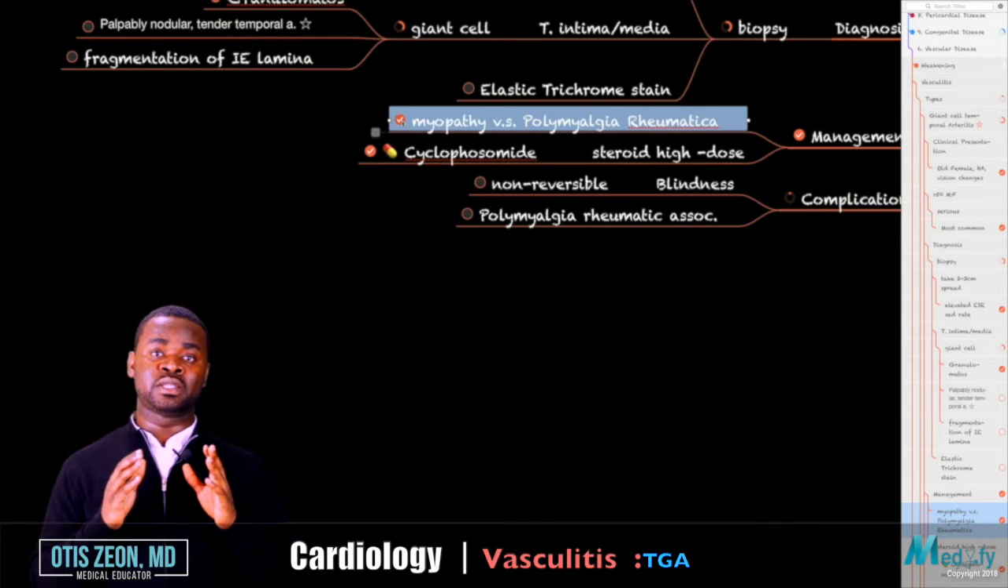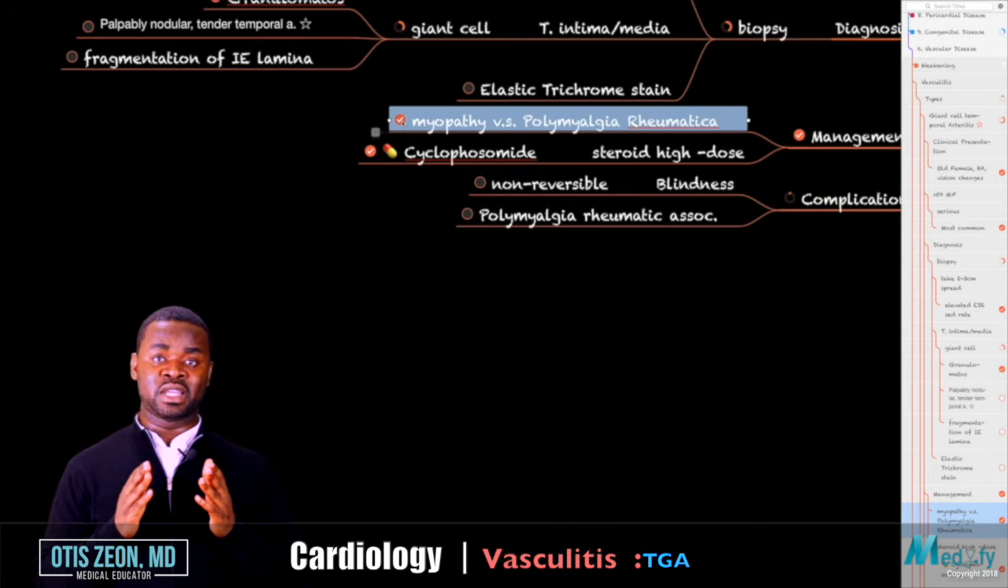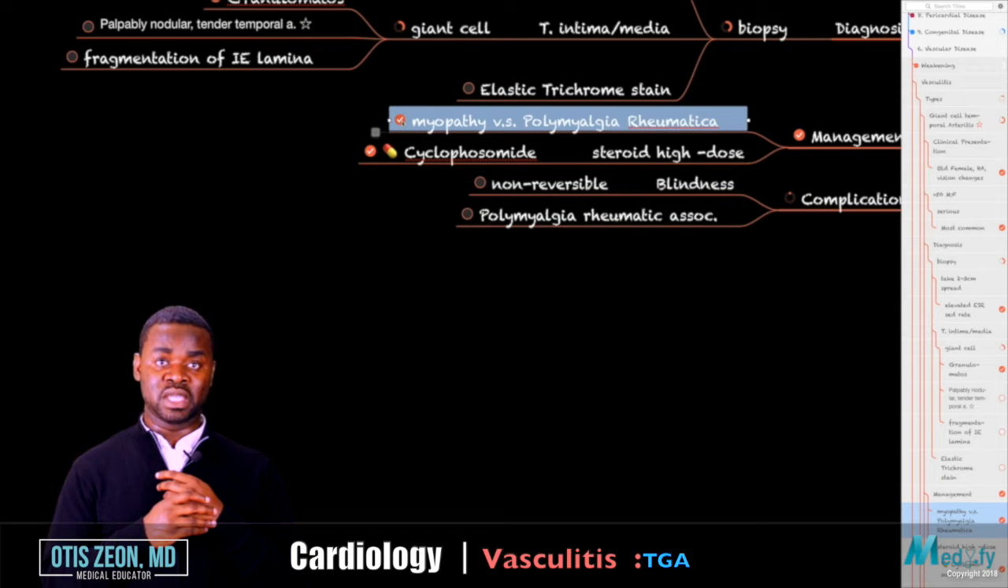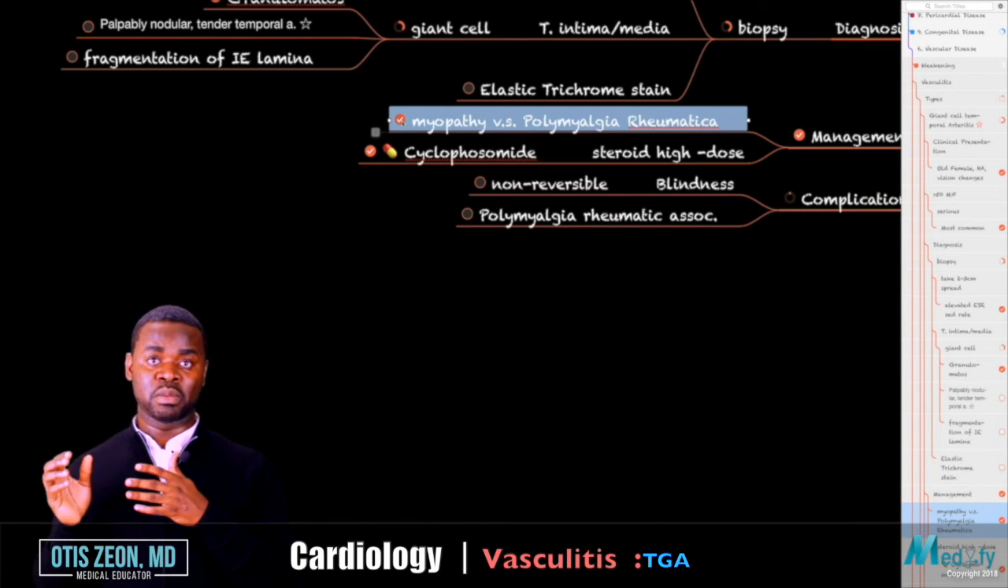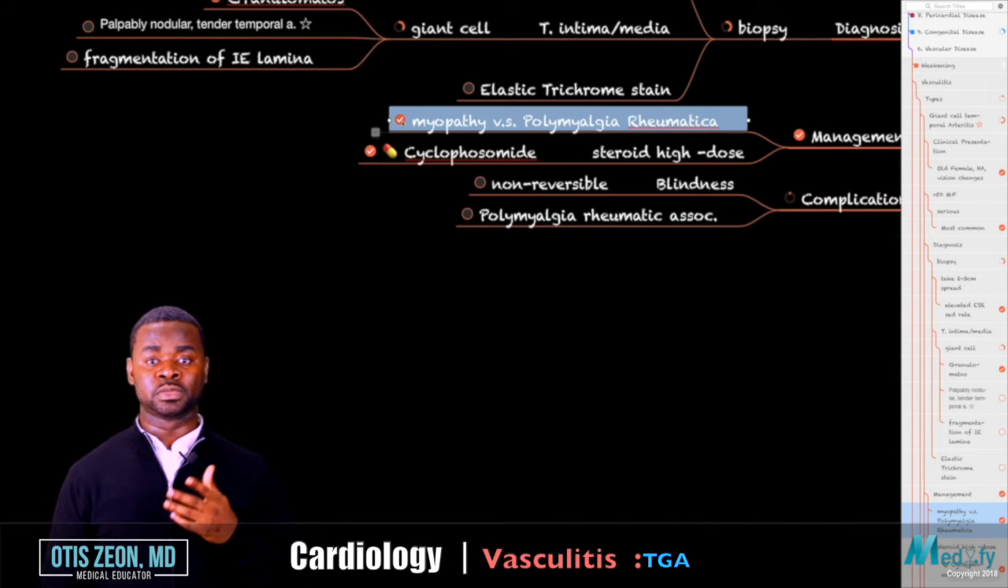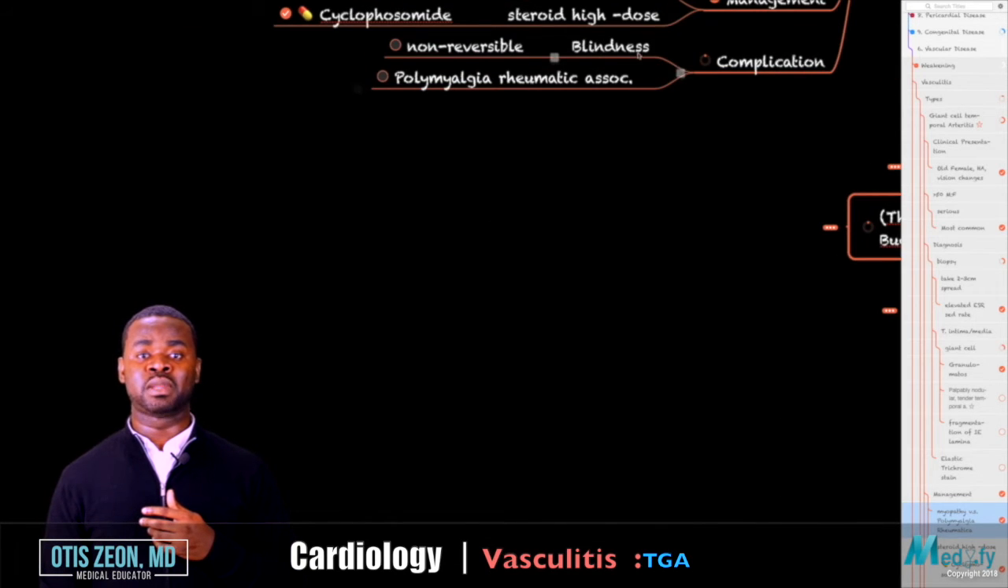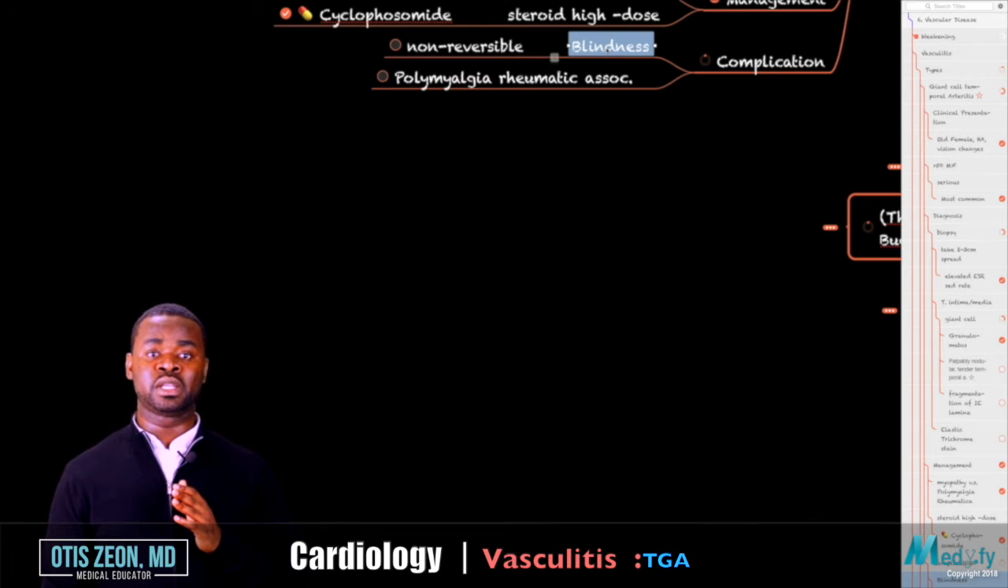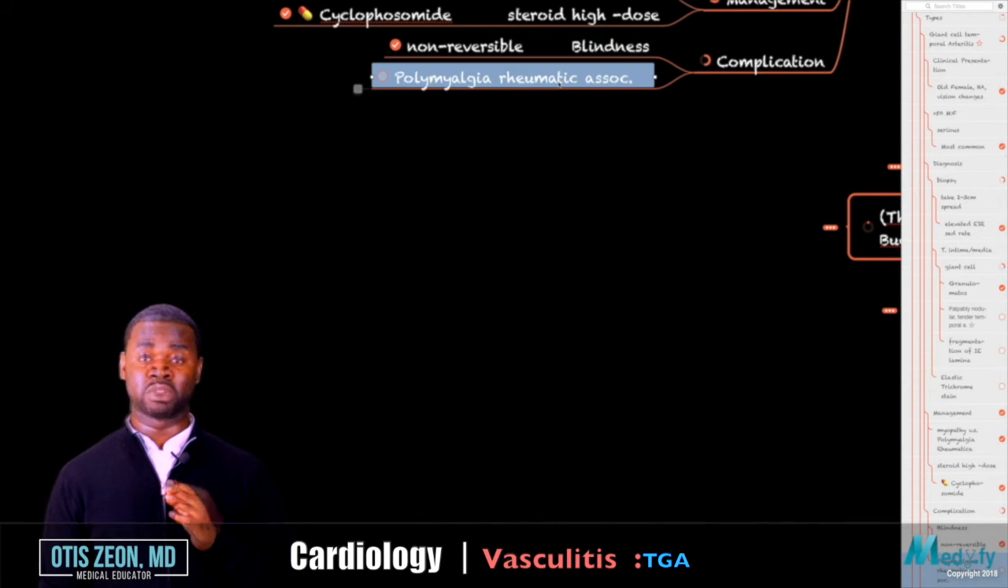Now, the last thing to understand is that both of them will have an elevation in the ESR, but in the case of myopathy, the patient may have an elevation in the CPK, okay, because this is a muscle problem, whereas in polymyalgia rheumatica, the CPK will be normal. Let's continue. Individuals will have blindness if this is not treated and the blindness is not reversible. We already talked about polymyalgia rheumatica.